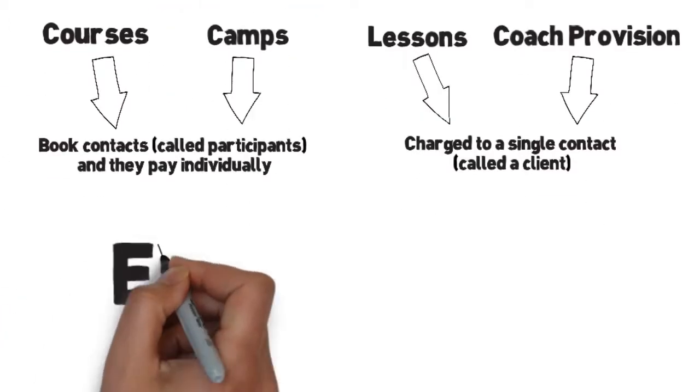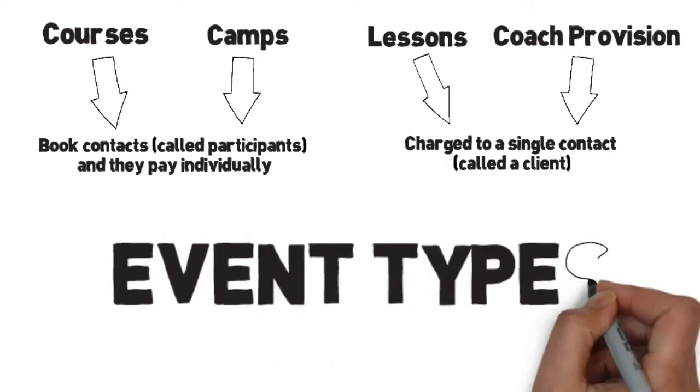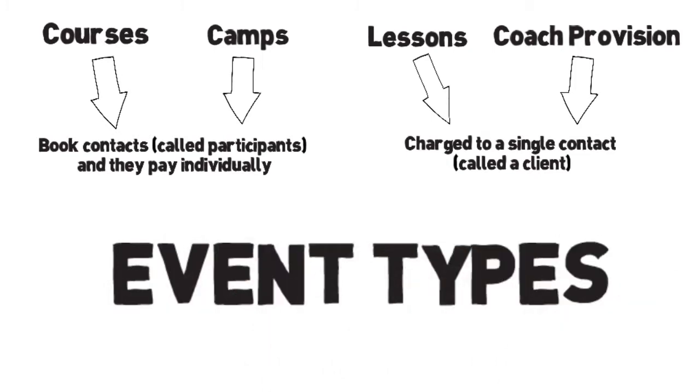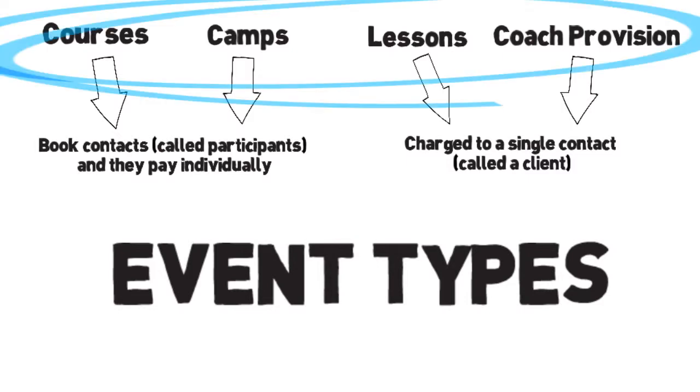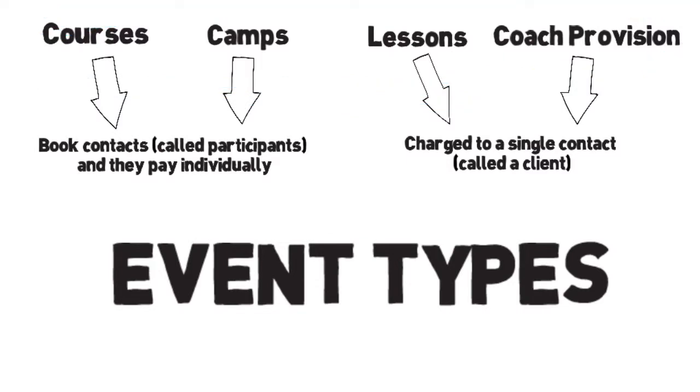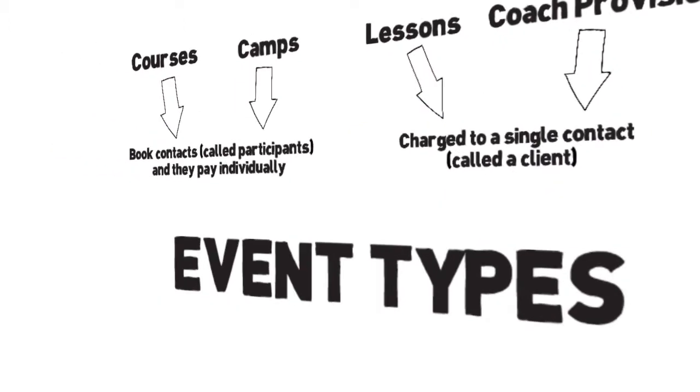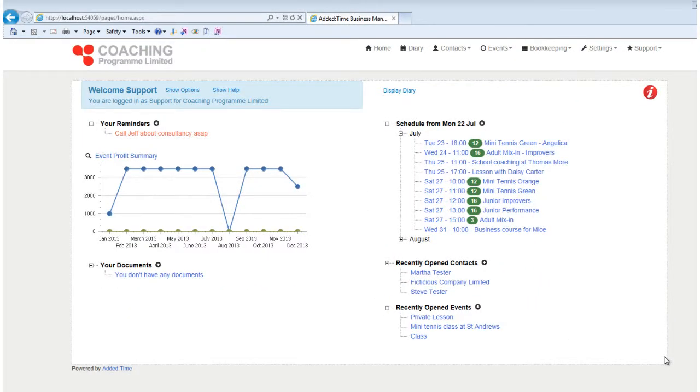The types of work carried out by Gary are what we call event types. In Gary's case, we will want to create 4 event types on the system: course, camp, lesson and coach provision, and then tell the system which of these event types needs to record participant information and which is charged to a single client. So let's take a look at how to do this on the system.